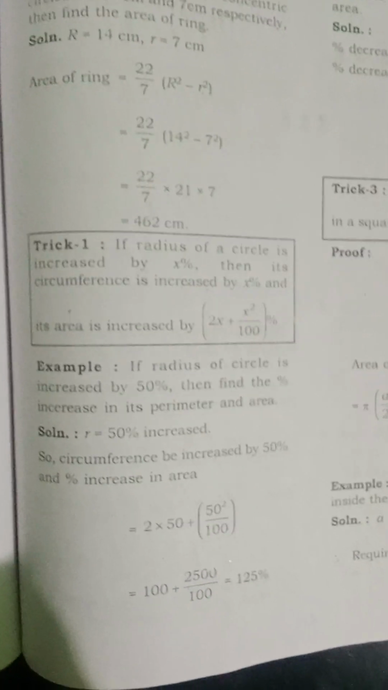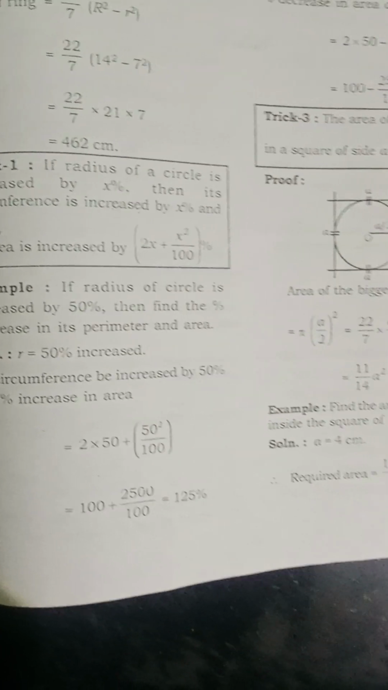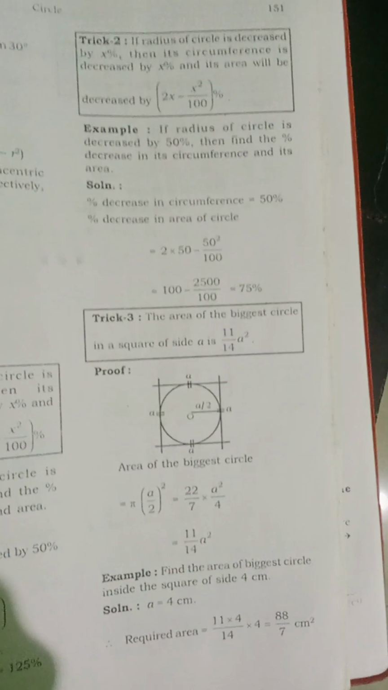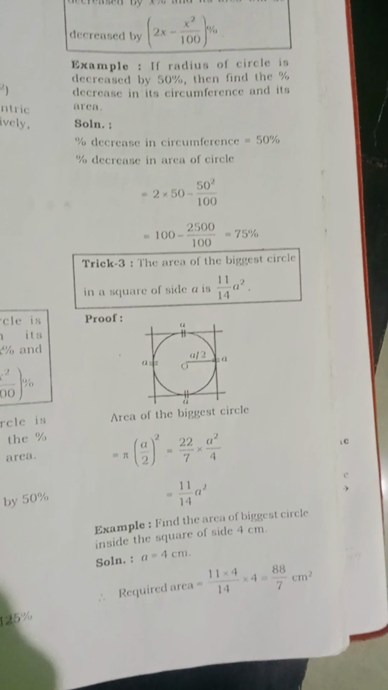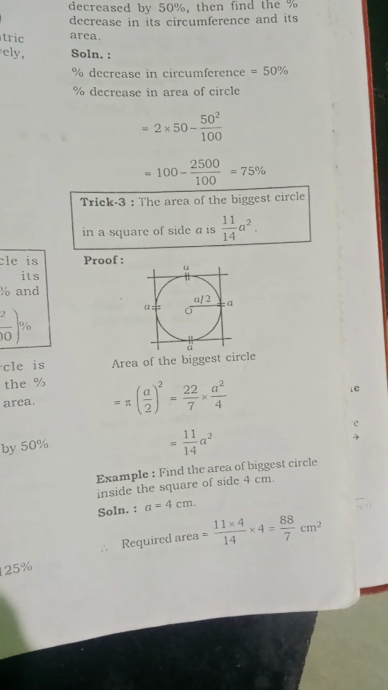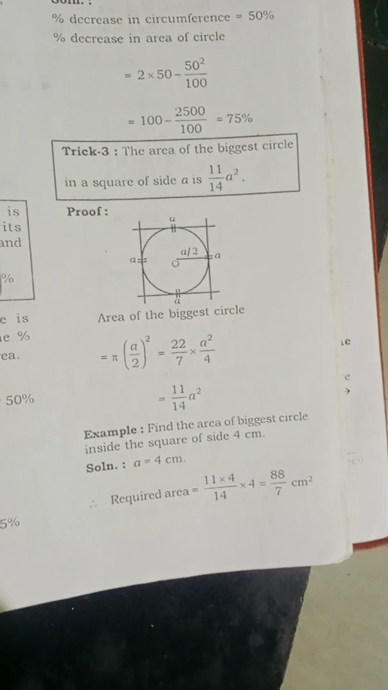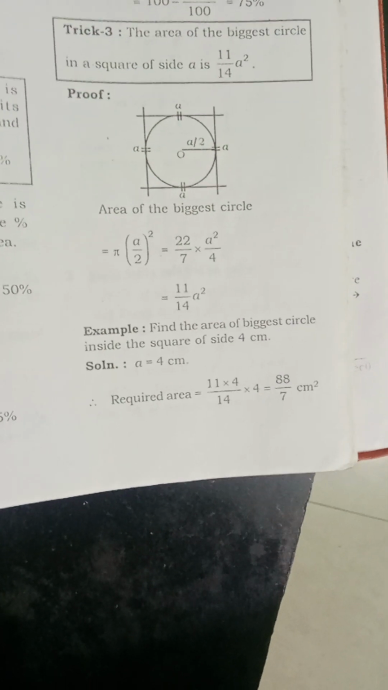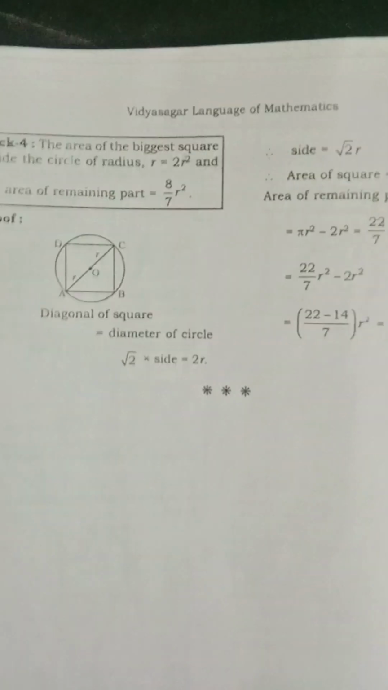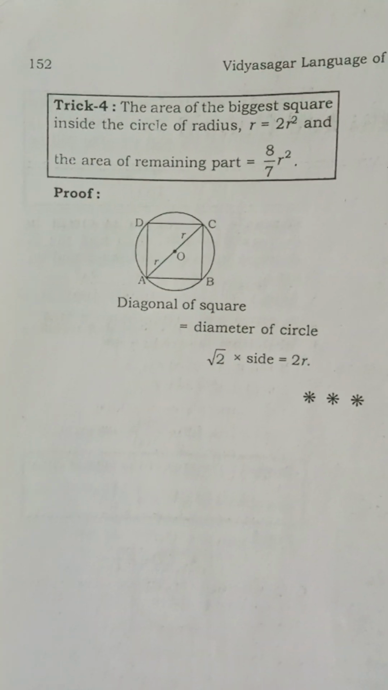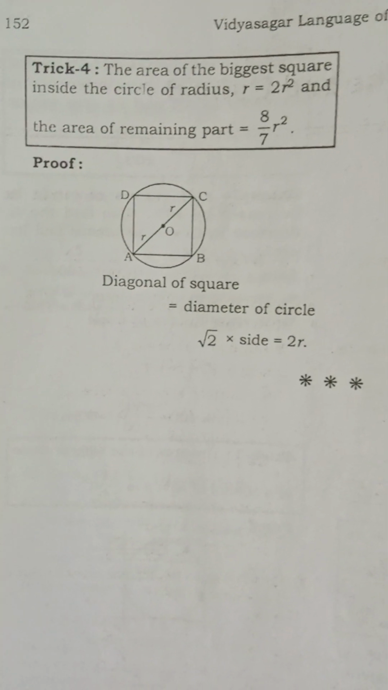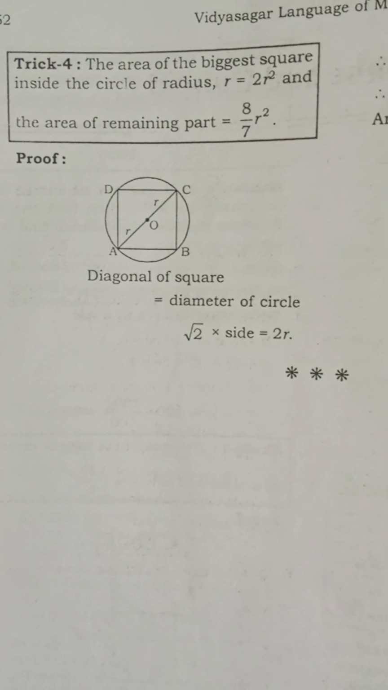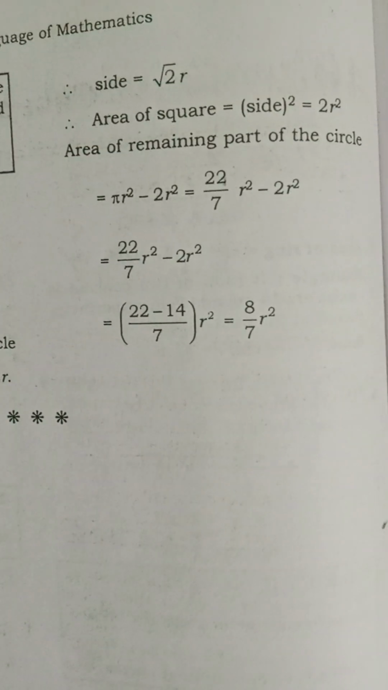Next point, related to circle. Find the area of the biggest circle, a is equal to 7. This is a trigonometry formula with questions and answers.